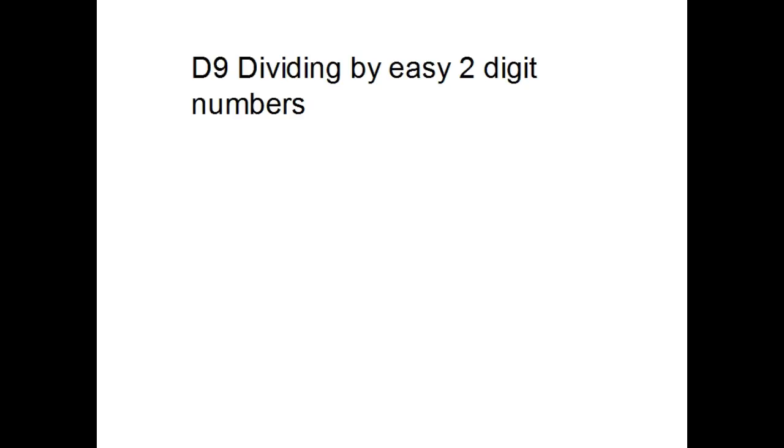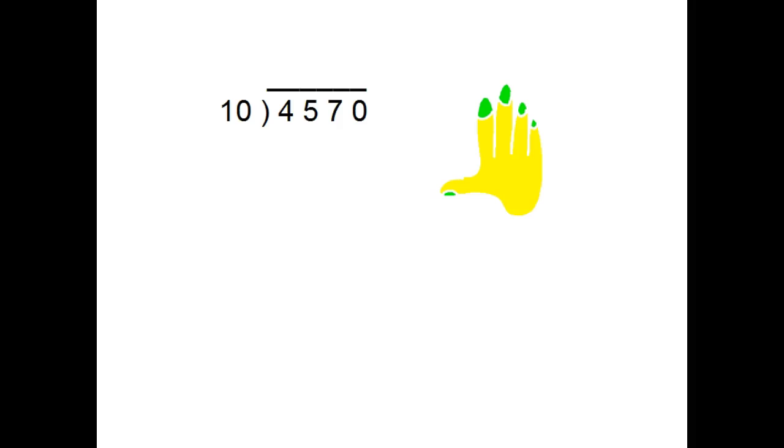This is video D9. We're going to be dividing by two-digit numbers. So we have a two-digit divisor. We picked some easier numbers to do today, so maybe things won't be too scary. So my first problem is 4,570 divided by 10. We're starting with dividing by 10 because 10s are easy to do, right?